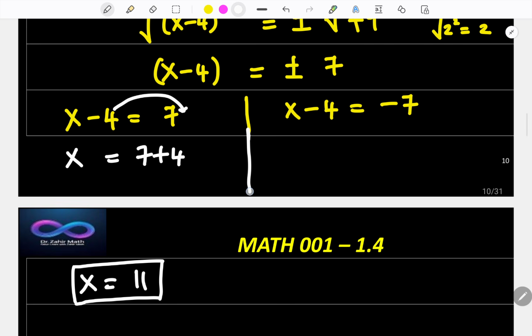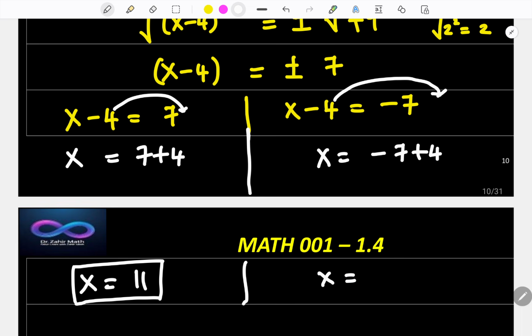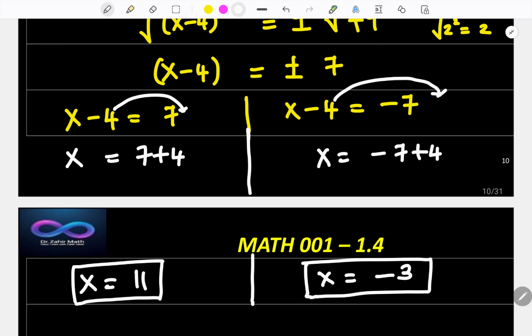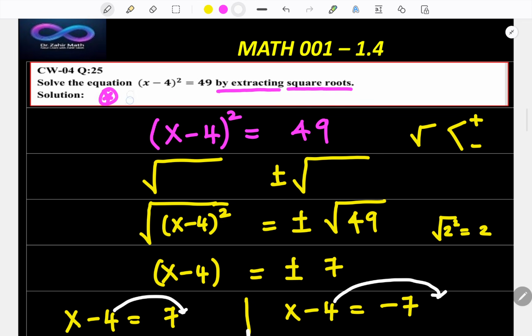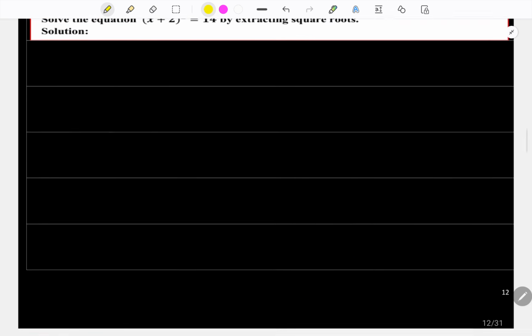Right. So let me work out this side. x minus 4 equals negative 7. This negative 4 goes that side as positive 4. So x equals what? Negative 3 is your answer. Okay. Right. So we got two answers: x equals 11 and x equals minus 3. Very, very simple, and it's supposed to be an important question. Keep it in your mind. Okay, everybody? Right. Yes. Let's go for the next question.